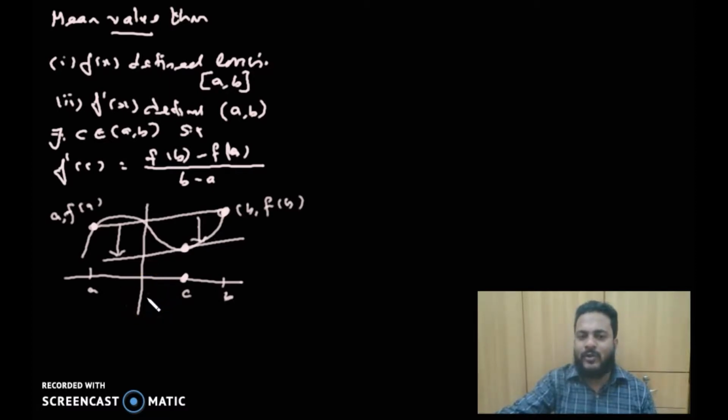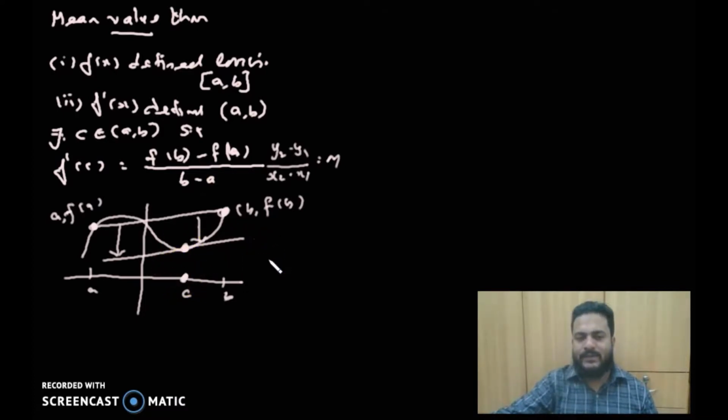Parallel line means the slopes are equal. Actually, this f of b minus f of a divided by b minus a is nothing but y2 minus y1 divided by x2 minus x1, which is the slope of the given line, and hence f dash of c becomes the slope at a particular point. Hence that becomes the same idea.